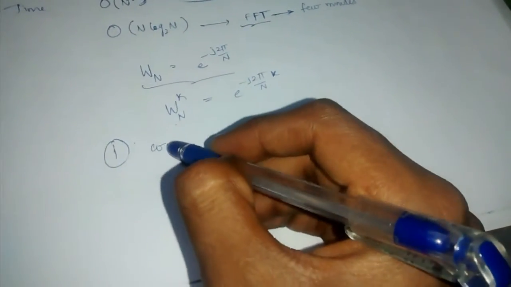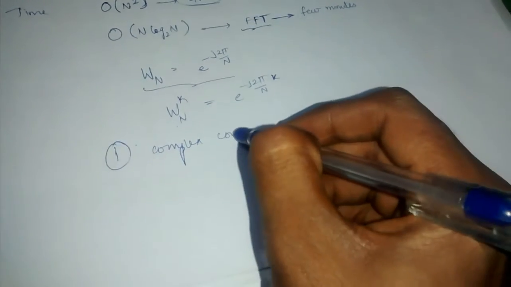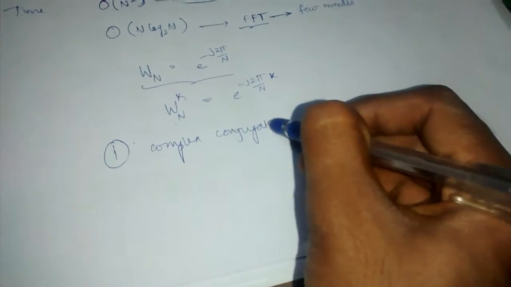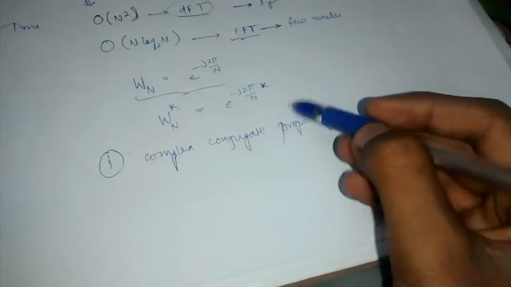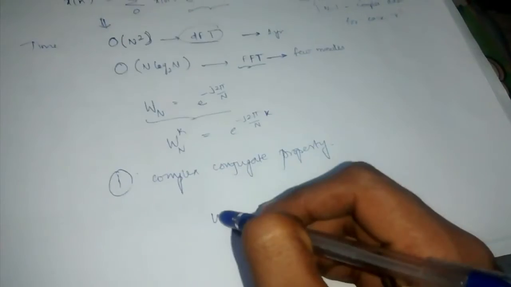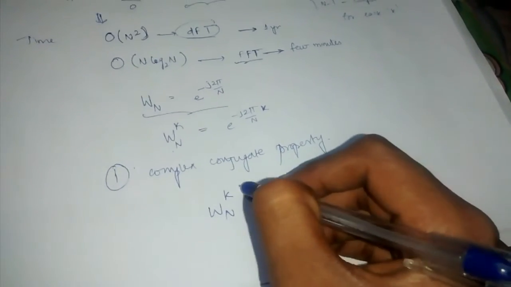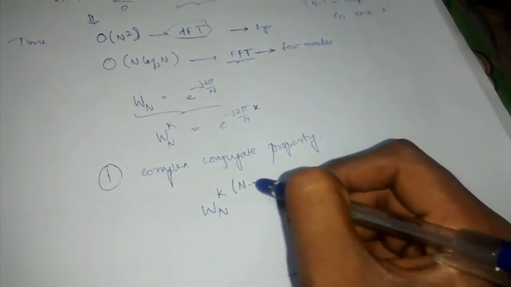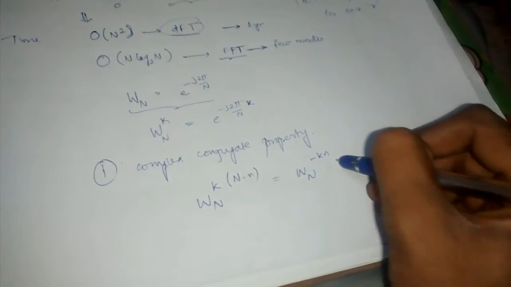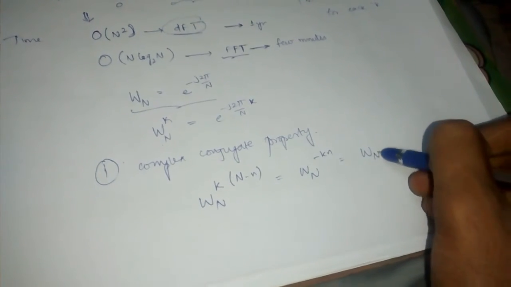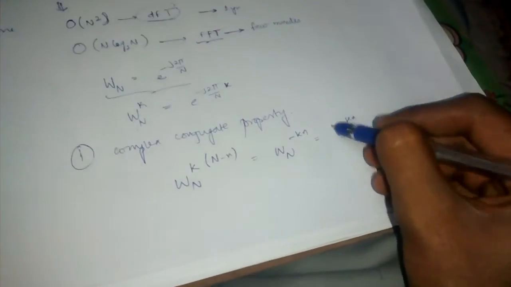The first property is the complex conjugate property. It tells that W_N of k(N minus n) is equal to W_N of minus kn, which is equal to W_N of kn whole star. We'll see how this property is derived.